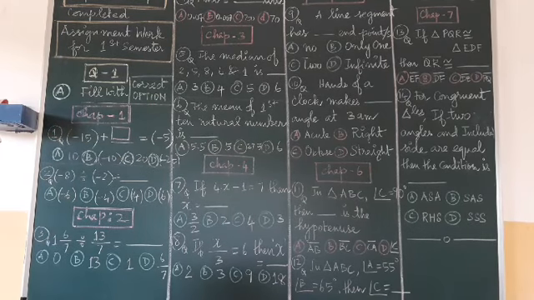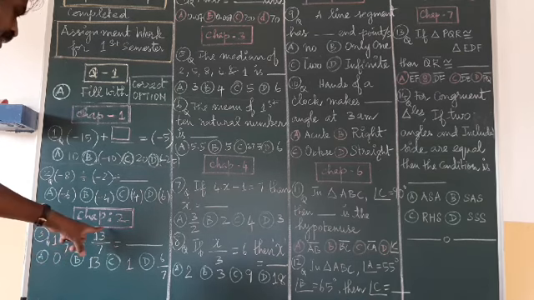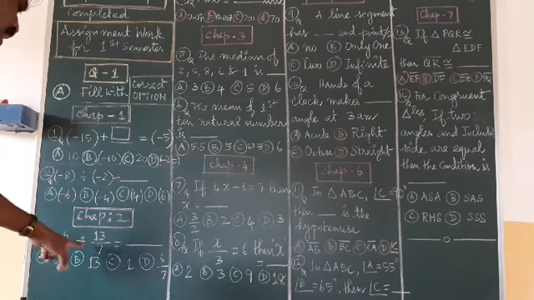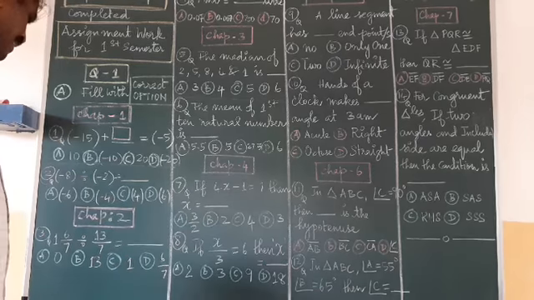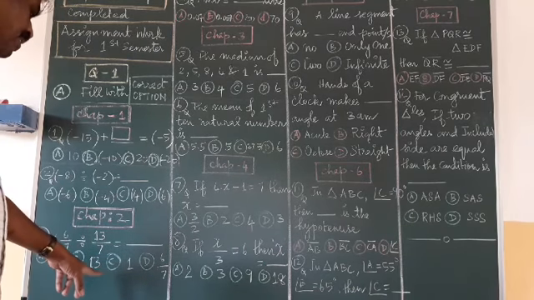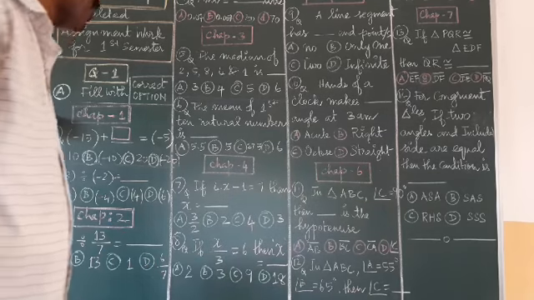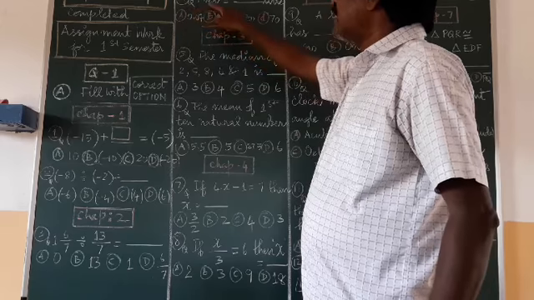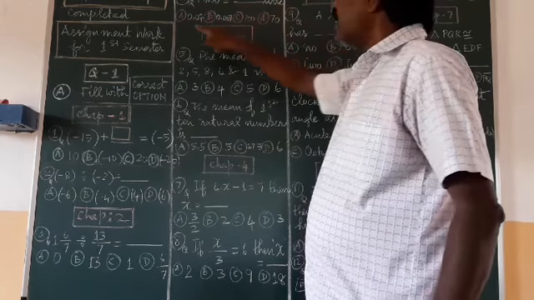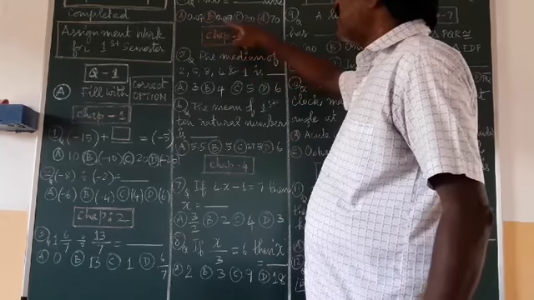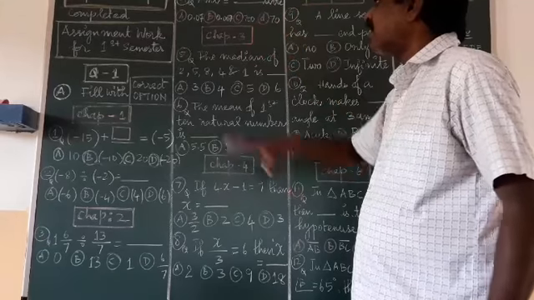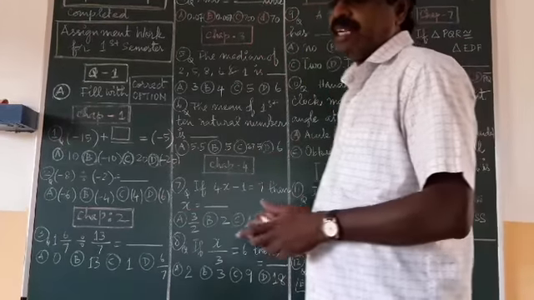Second chapter, what is the second chapter? Fractions and decimals. In that I have given the third question. Chapter number 2, fractions and decimals. Third question: 1 integer 6 upon 7 divided by 13 upon 7 is equal to dash. Option A 0, option B 13, option C 1, option D 6 upon 7. Second question in the second chapter, question number 4: 7 ml equal to dash liters. Option A 0.07 liters, B 0.007 liters, C 700 liters, D 70 liters. That is in the second chapter, fractions and decimals.